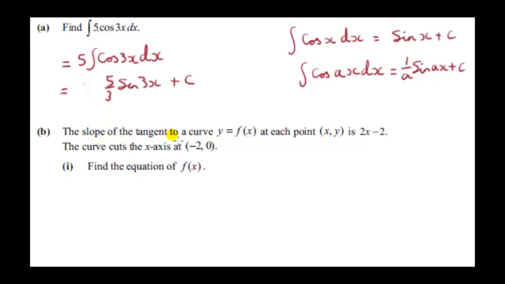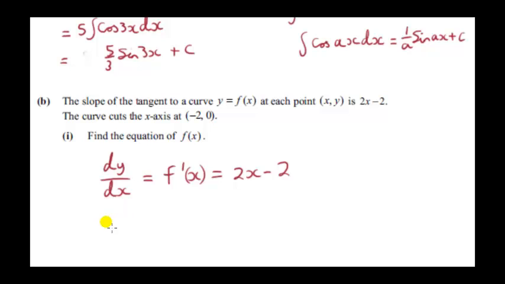The slope of a tangent to the curve y equals f of x at each point x is 2x minus 2. Now the slope of a tangent to a curve is just the same as the slope of the curve, which is given by dy/dx, or, if you like, f prime of x. So this is the slope of the curve at any value x, and here it is 2x minus 2.